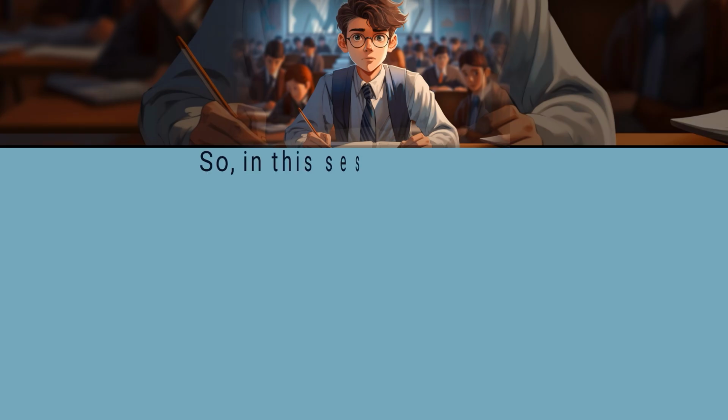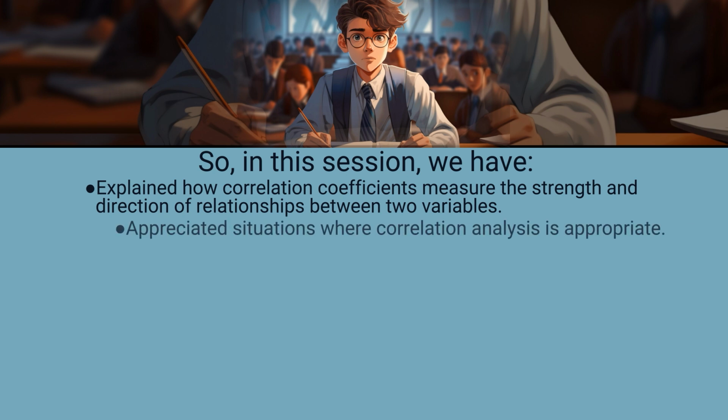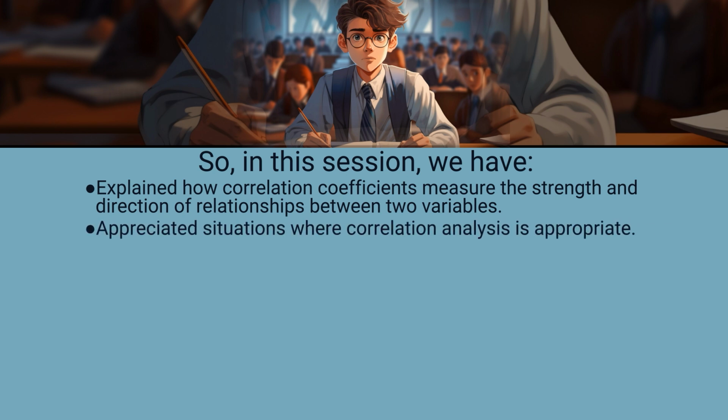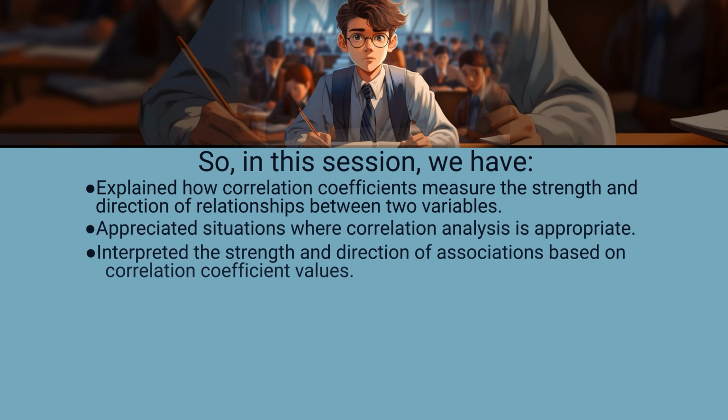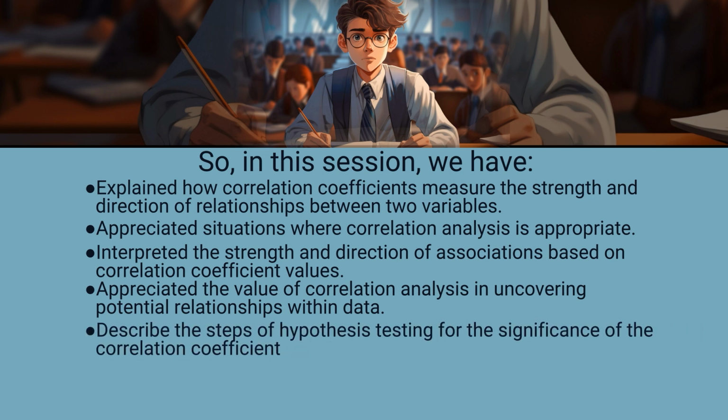So, in this session, we have explained how correlation coefficients measure the strength and direction of relationship between two variables. We appreciated situations where correlation analysis is appropriate. Then we interpreted the strength and direction of association based on correlation coefficient analysis. Then we appreciated the value of correlation analysis in uncovering potential relationships within data, and described the steps of hypothesis testing for the significance of the correlation coefficient.